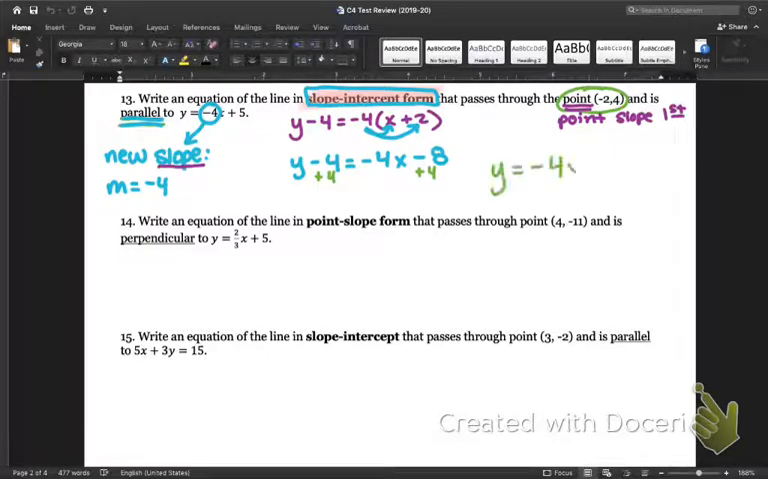So my final answer, y equals -4x minus 4. That is in slope-intercept form, but I did need to use point-slope form to get there first.